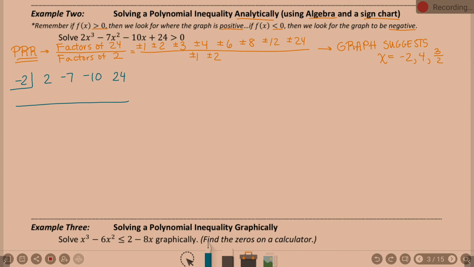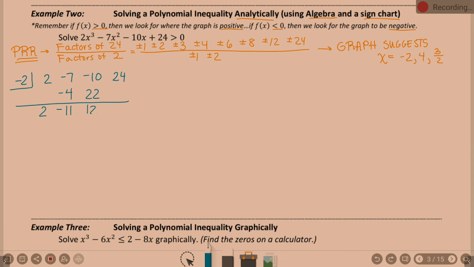Any placeholder zeros? No? Okay, so let's confirm that -2 works. You guys remember your synthetic division? Drop the 2, multiply. -2 times 2 is -4. Then we're going to add. -7 plus -4 is -11. Then I'm going to multiply. -2 times -11 is 22. Add. -10 plus 22 is 12.